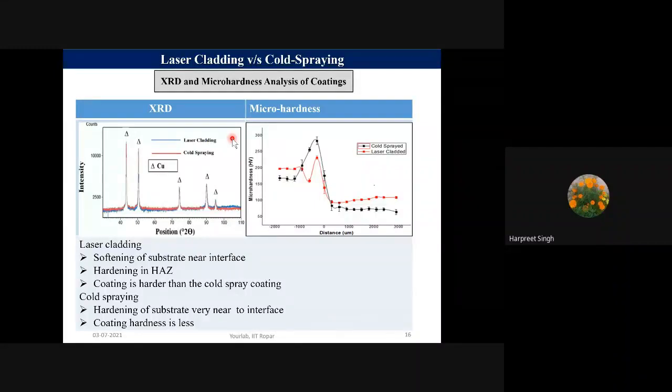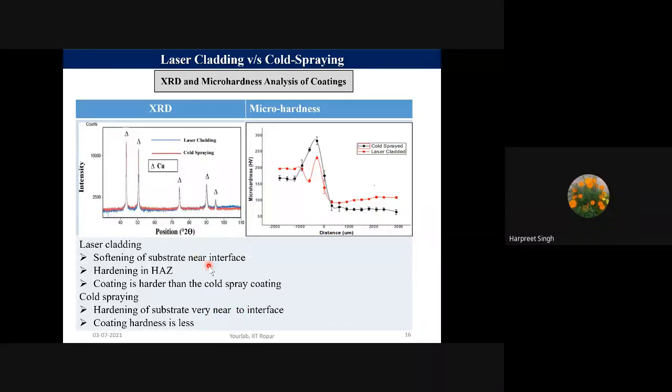So we tried that, and in laser cladding there is softening of the substrate near the interface, and hardening in the HAZ was observed. The coating is harder than the cold spray coating, and so on. Hardening of the substrate very near to the interface takes place in cold spray. This is like impinging, since these particles come and impinge on the surface, right? So they expose your substrate material to some kind of strain hardening and so on. Coating hardness was less as compared to the HAZ.